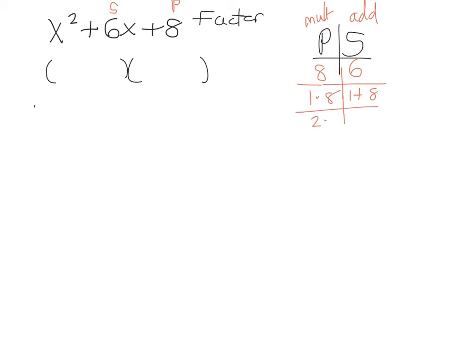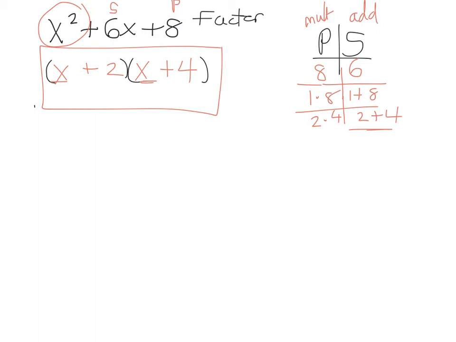2 times 4, yeah, those will definitely add together. So the first part of this is always this one times this one has to equal that. So x times x. The second part, I'm using the numbers 2 and 4. Plus 2 plus 4, and that one's done. That one has been factored.